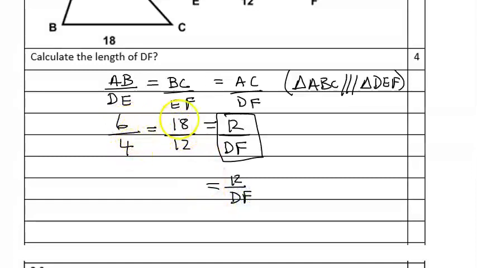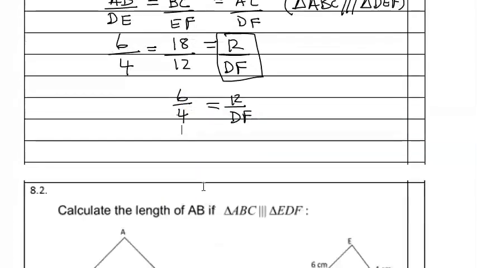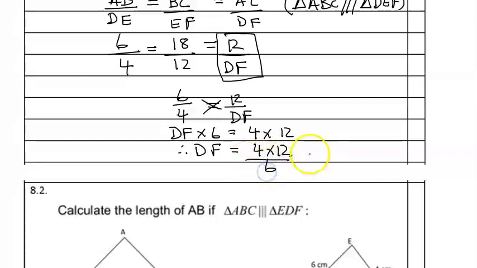6 over 4 is equivalent to 18 over 12. So let's choose the simpler ratio, 6 over 4. And now we're going to solve for DF. In order for us to solve for DF, we're going to cross multiply. So to cross multiply, it will be DF times 6 equals 4 times 12. Therefore, DF is equal to 4 times 12 divided by 6.